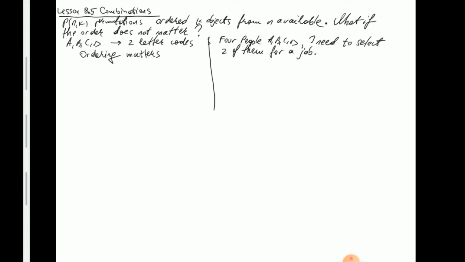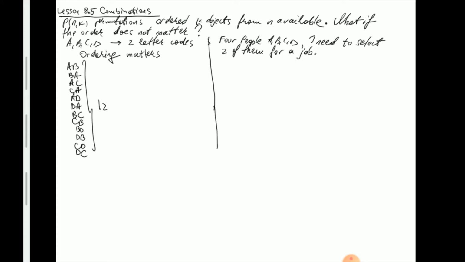Right, so let's write again all the possibilities here to illustrate. So we have A, B, B, A, A, C, C, A. There are 12 of them if you remember. A, D, D, A, B, C, C, B, B, D, D, B, and then C, D, and D, C. Let's see, 1, 2, 3, 4, 5, 6, 7, 8, 9, 10, 11, 12. Okay. So this is how many you have, 12, if order matters, right?